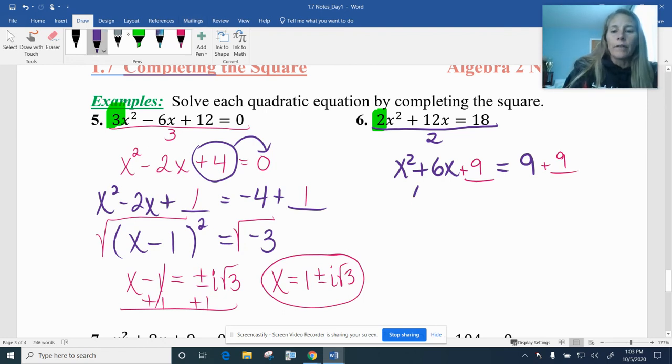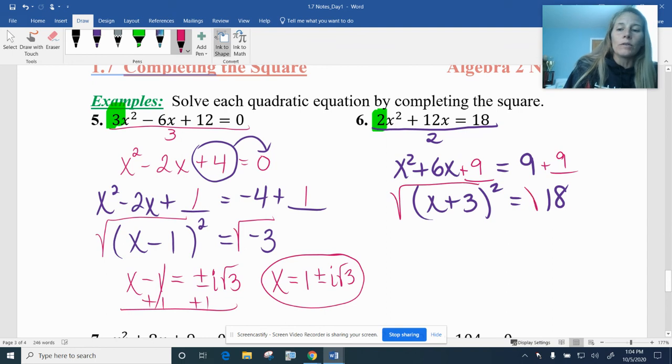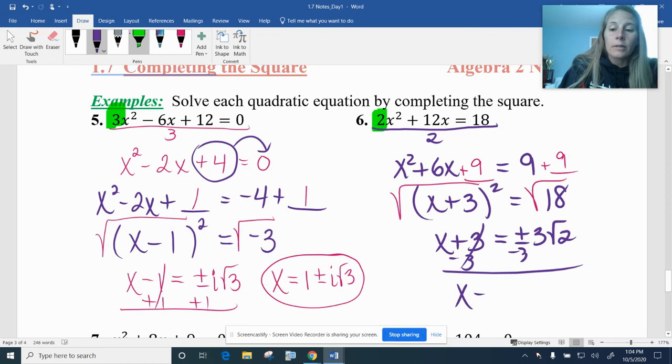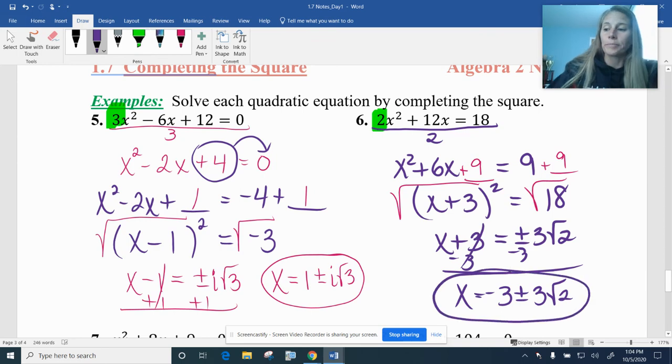So now I can factor this into my square of the binomial, x plus 3 squared. 9 plus 9 is 18. And now I can solve using my square roots. X plus 3 equals positive or negative, and if you do your factor tree for 18, you get 3 radical 2. And then we're going to subtract our 3. X equals negative 3 plus or minus 3 radical 2.